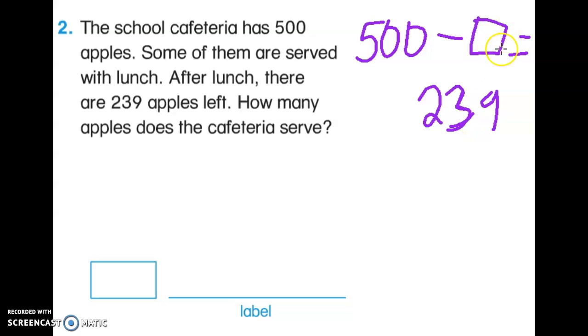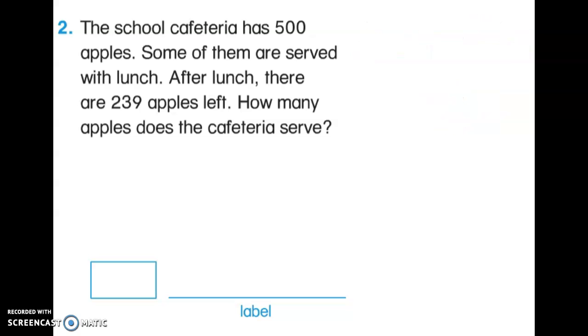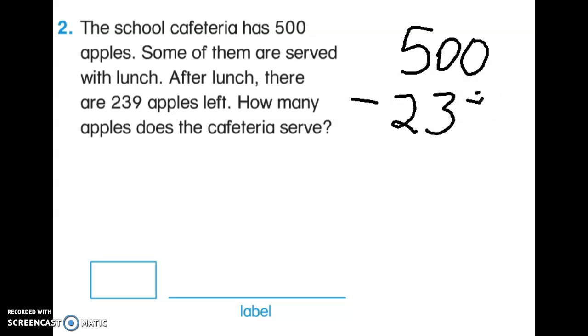It's going to be really hard to do 500 minus some, but because I can use my brain, I know that I can switch these two and I'll get the same answer. So if I swap them, and I'm going to write it vertical, I know that if I do 500 minus 239, I will get my answer.